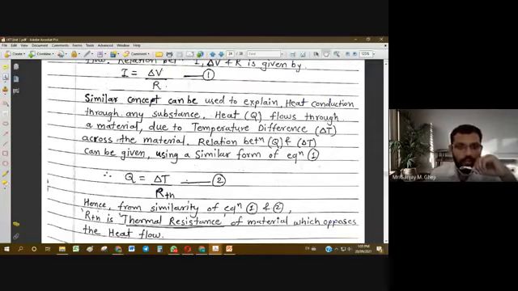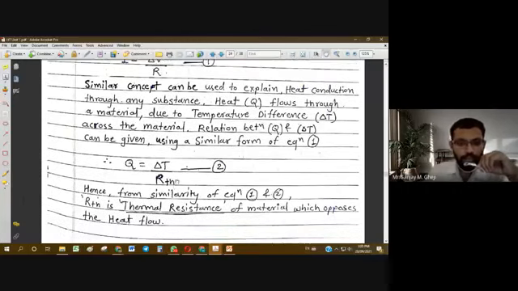Heat flow or heat transfer rate is analogous to current I. Delta T, temperature difference, is analogous to potential difference or voltage difference, delta V. And similarly, in the denominator, there is a thermal resistance, which is analogous to electrical resistance R. Electrical resistance R provides resistance to current flow. In the same manner, thermal resistance provides the material's resistance to the heat flow.